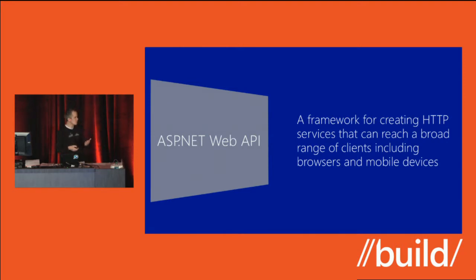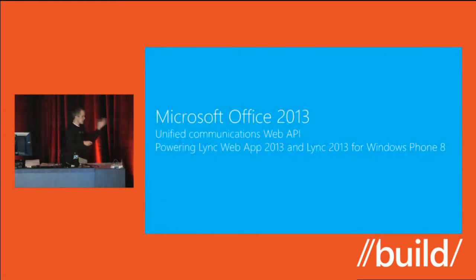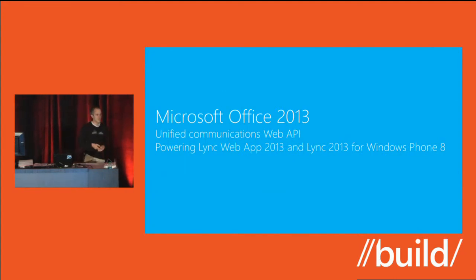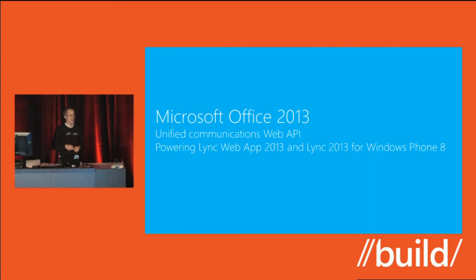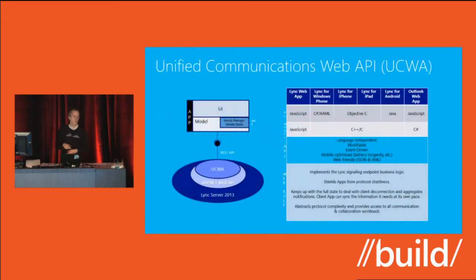I thought it would be useful to show an example of an application that has these characteristics. And so I've actually got some friends here from the Microsoft Lync Server team that have been hard at work and were kind enough to show up on stage to show a demo. Microsoft Lync Server in Microsoft Office 2013 has a need to be able to hit a variety of clients to enable real-time web-based communications. And they do that through this new web API called the Unified Communications Web API. And it's built on top of ASP.NET Web API.